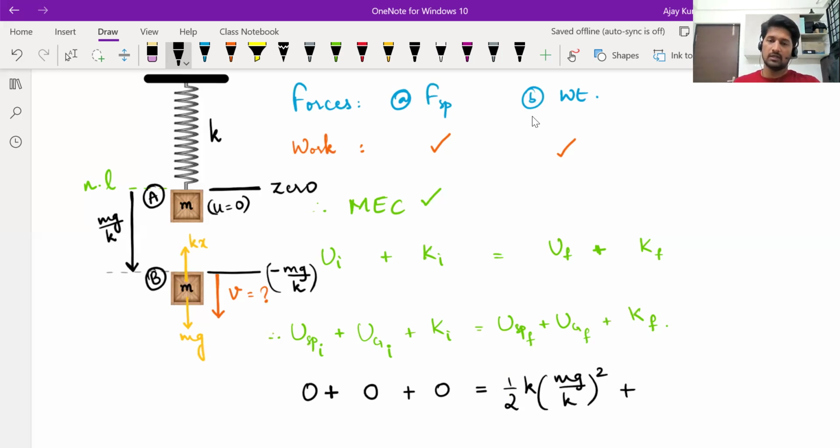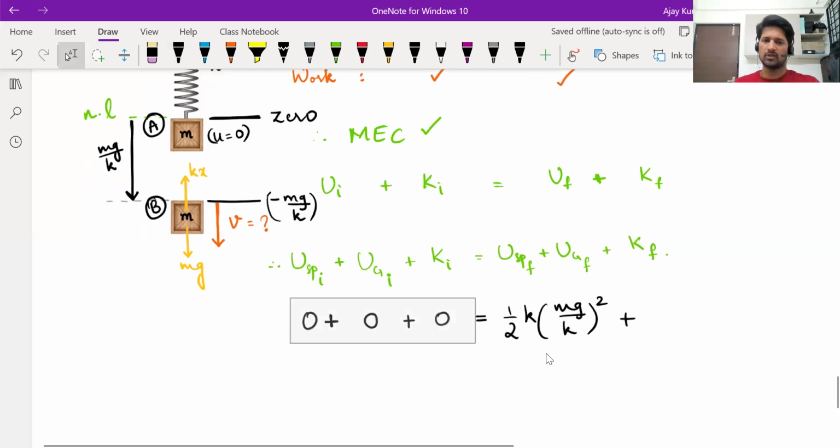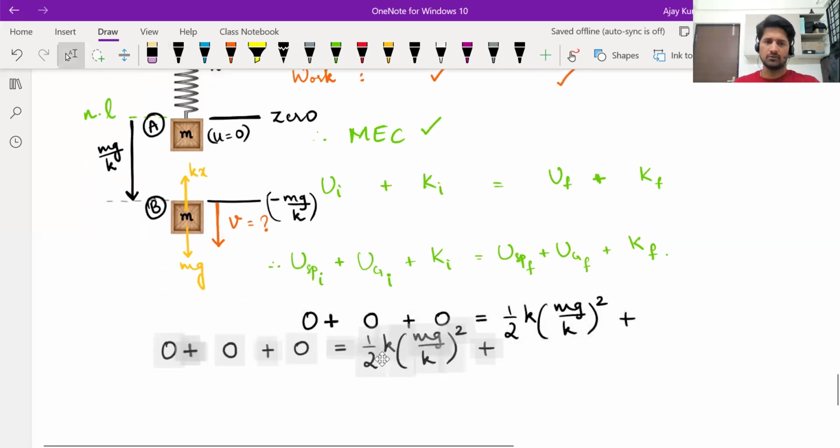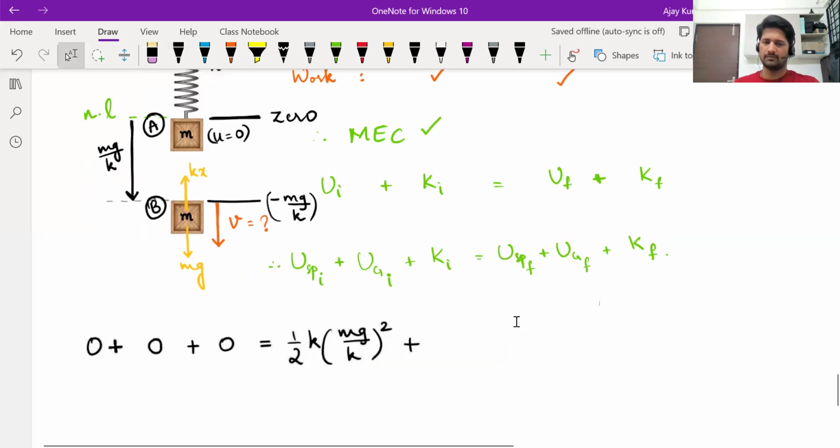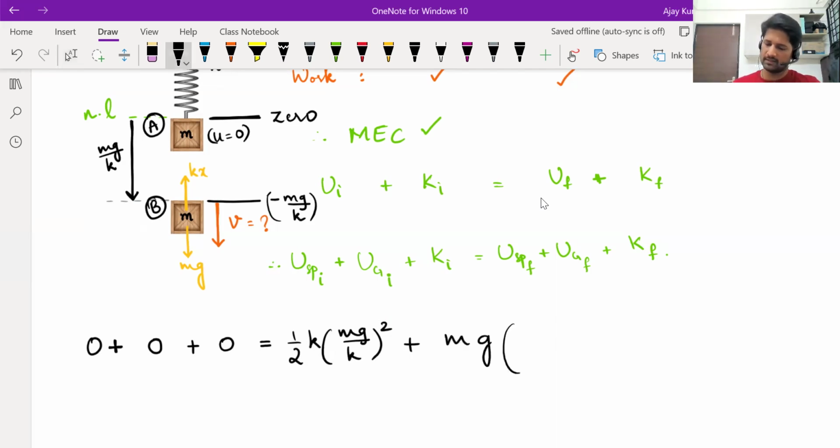Next. Okay, someone else. Aishwarya, you tell. How will you write gravitational potential energy finally? Gravitational potential energy formula is mgh. So you consider the final height and based on that you tell. Sir, m into g into minus mg/k. The formula is mgh. The height here is negative, minus mg/k. And the final kinetic energy of the block will be taken as half mv square, where our aim is to calculate v.